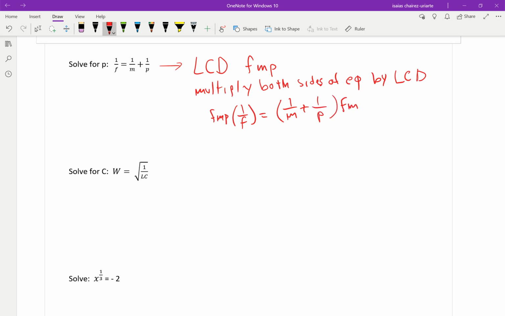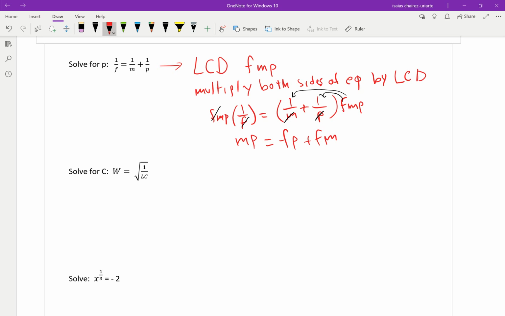Okay, so on the left hand side, what happens is this F and that F cancel. So then I just have MP left. This is equal to, on the right hand side, I have to distribute. And then this M is going to cancel with this M. And so in this term, I'm just going to have FP. And on this other part over here, the P is going to cancel with the other P, and so I should just have FM. Hopefully you saw what happened there.